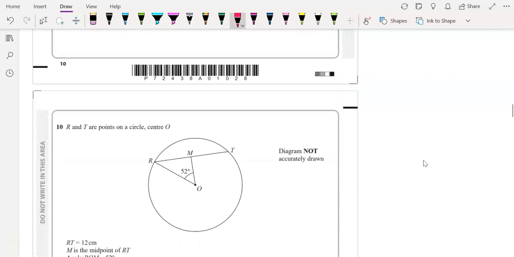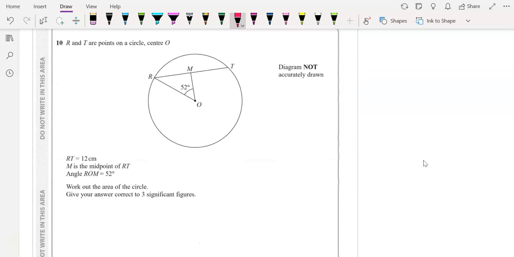Question number 10 is related to circles. R and T are points on a circle with center O. RT, the chord, has length 12. M is the midpoint of RT. So the full chord is 12, and M is the midpoint, so each part would be 6, 6. Angle ROM is 52 degrees. Work out the area of the circle.